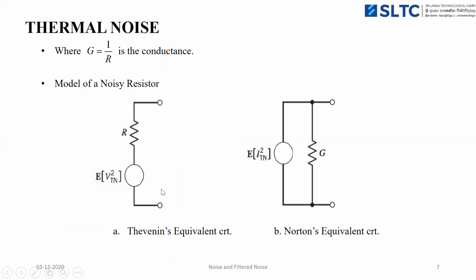Here the figure shows the equivalent circuit of the noisy resistor using Thevenin theorem and Norton theorem. The first diagram shows the Thevenin equivalent circuit for the noisy resistor, which consists of the noise voltage generator in series with a noiseless resistor. In the Norton equivalent circuit, there is a noise current generator in parallel with a noiseless conductance. This is the equivalent circuit for the noisy resistor.